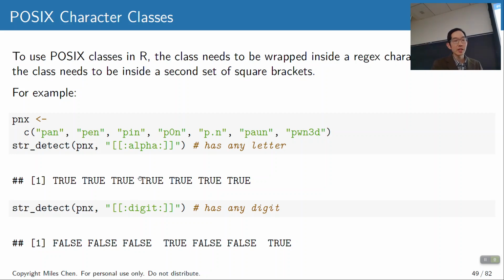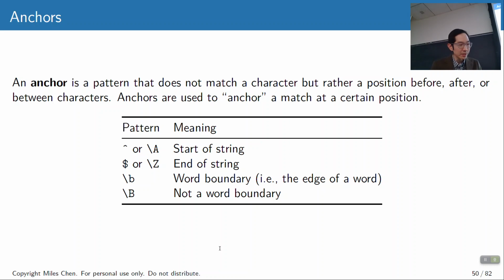So you can say has any letter. This is going to be true. This is basically, does it contain any kind of letter? To use POSIX classes in R, you have to open with a double square bracket, and double closing square bracket there. Okay, so any kind of digit will match only the one with the 0 or the 3 over here. All right, so those are character sets, character classes.